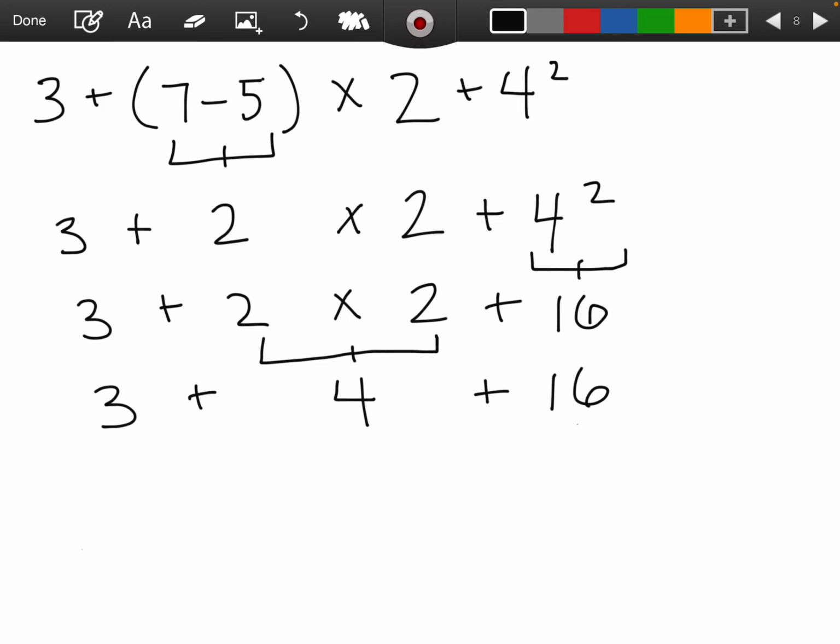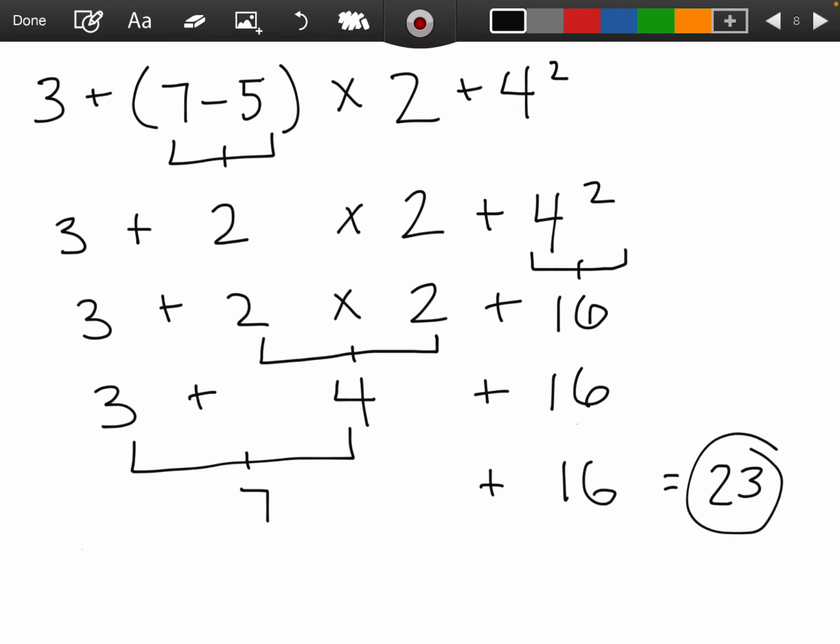No more multiplication and division. We move on to addition and subtraction. And we only have addition, so we just go from left to right. 3 plus 4, 7. Bring down the rest. Now we're just left with 7 plus 16, which equals 23. Final answer.